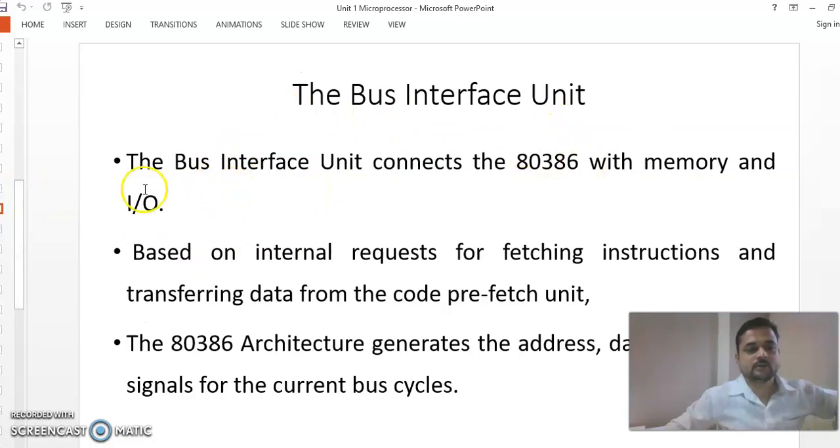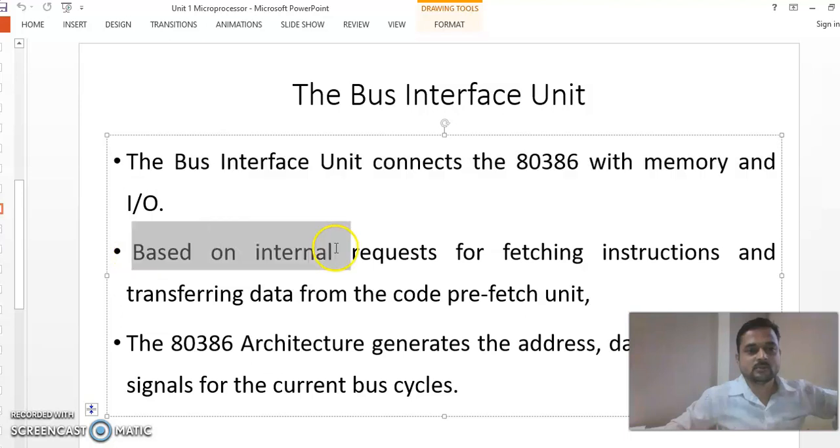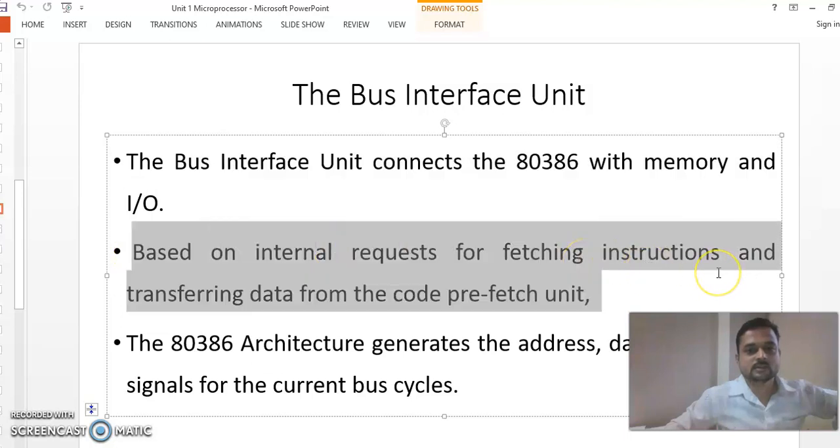Then the bus interface unit actually consists of the set of the buses. Whatever fetching of code and data takes place from memory. So the bus interface unit is connected to the memory and IOs. IO means input output devices. It is connected to memory. Okay, so the memory is 2^32, 4 GB in size, and IO devices are there. So based on internal requests for fetching instructions and transferring data from the code prefetch unit.